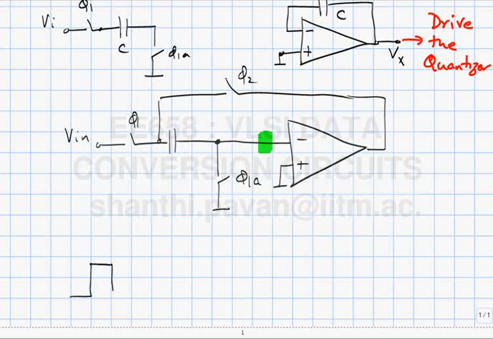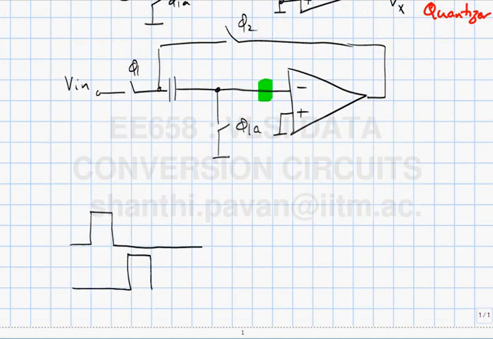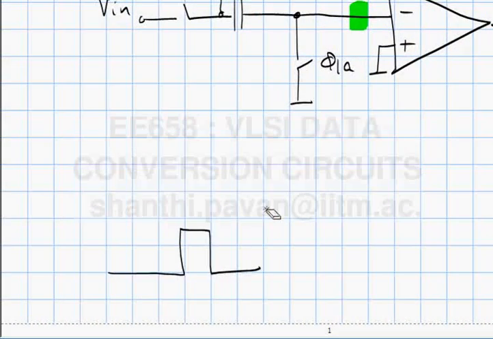Let's say this was phi 1, this is phi 2, and we know that these should all be non-overlapping.